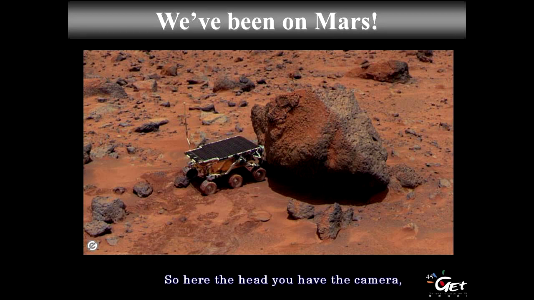So here at the head, you have the cameras that are taking pictures. Those wings, you have the solar panels, to keep its energy on. And it can also dig a bit, and it's equipped with a spectrometer to do some analysis. And it can send, via these antennas and a relay orbiting the planet, some results from its analysis to Earth. So this is the Mars exploration mission with this rover.